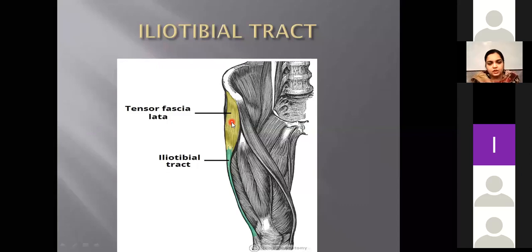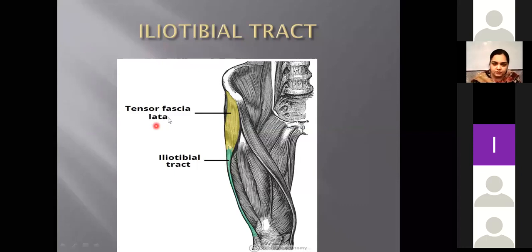Just wait. The iliotibial tract, the part of the deep fascia present on the lateral side, is simply called the iliotibial tract, and it is much thicker compared to the remaining part of the deep fascia, which is called the fascia lata. This iliotibial tract itself is composed of two more muscles that converge into it. What are these two muscles?